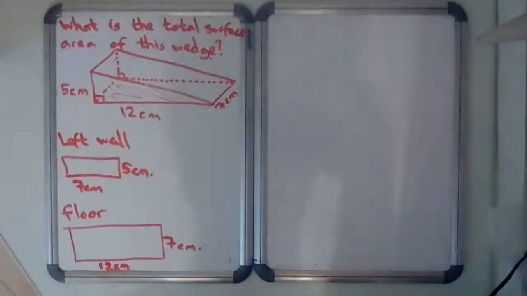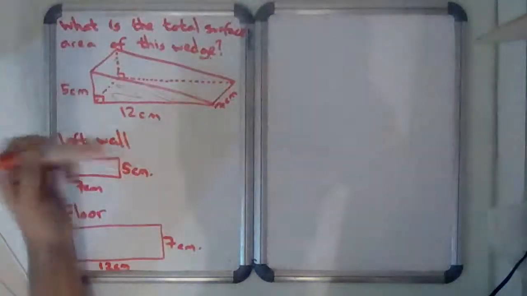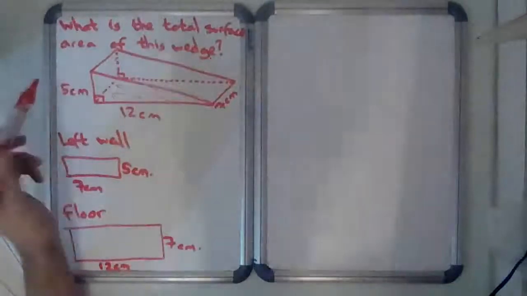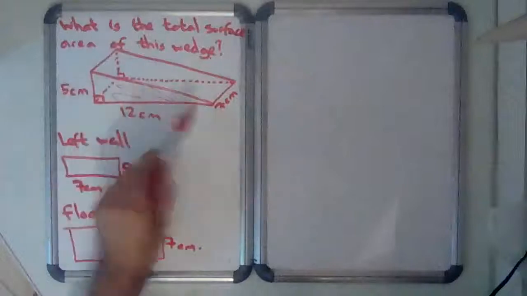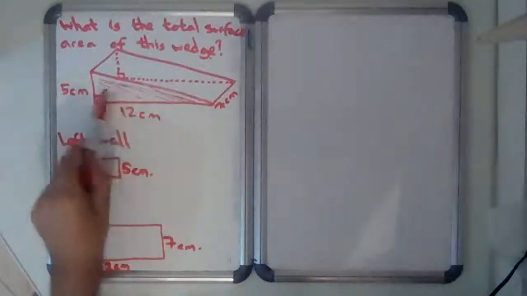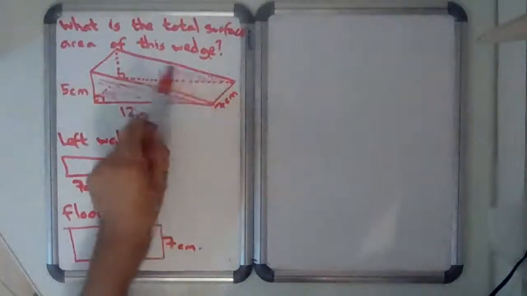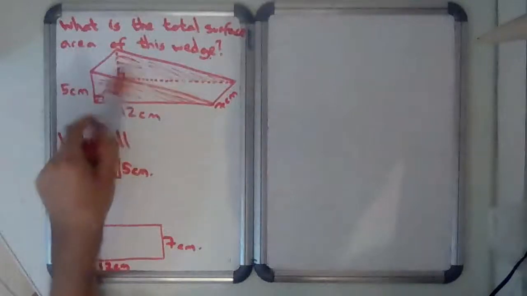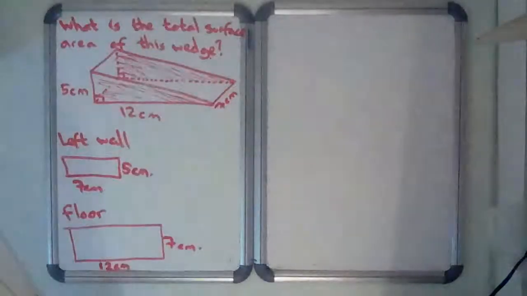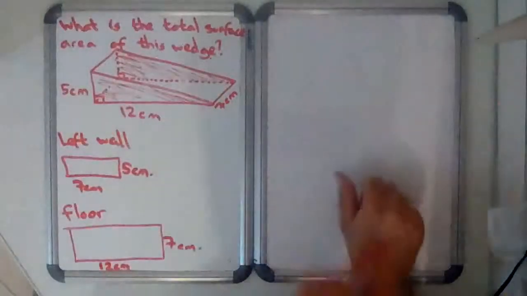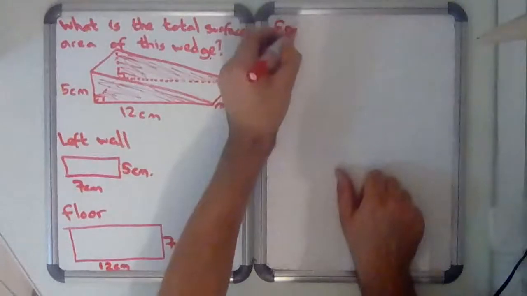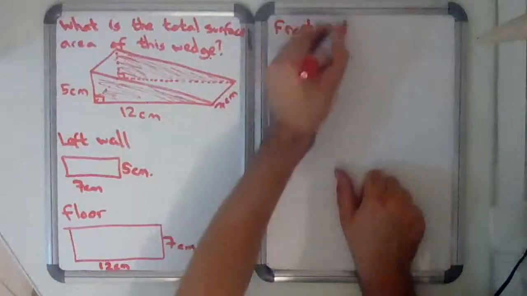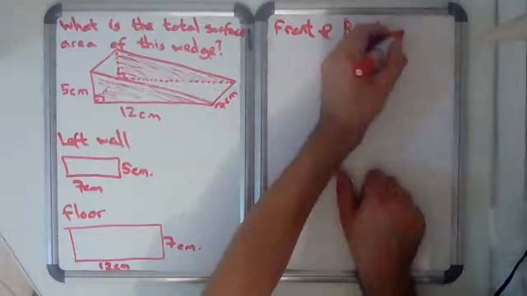I'm going to do the triangles first for reasons that will become obvious very soon. So you've got the front triangle, which is this one here, and the back triangle. Now they are identical. It wouldn't be a wedge or a prism if those triangles were not exactly the same shape and the same size, so congruent triangles. So you've got front and back, and there is 2 of those.